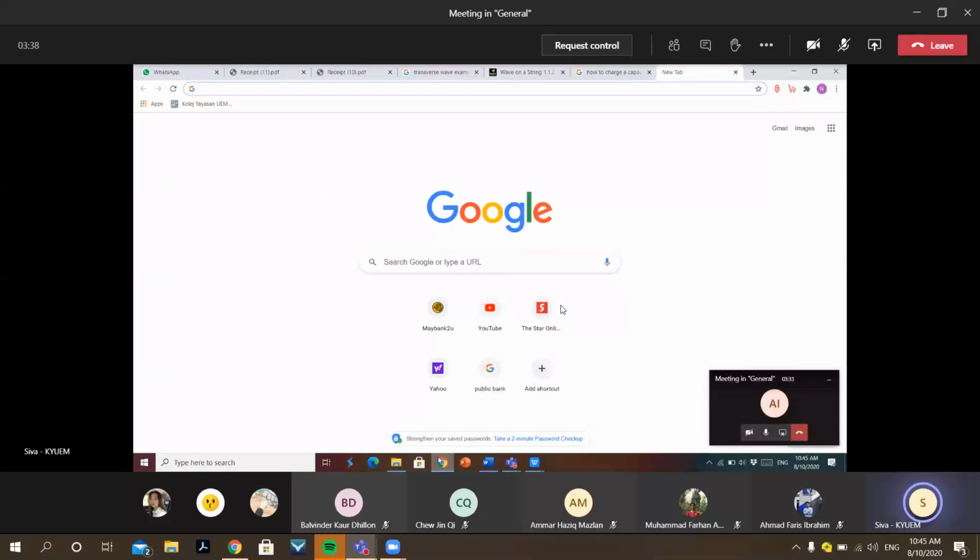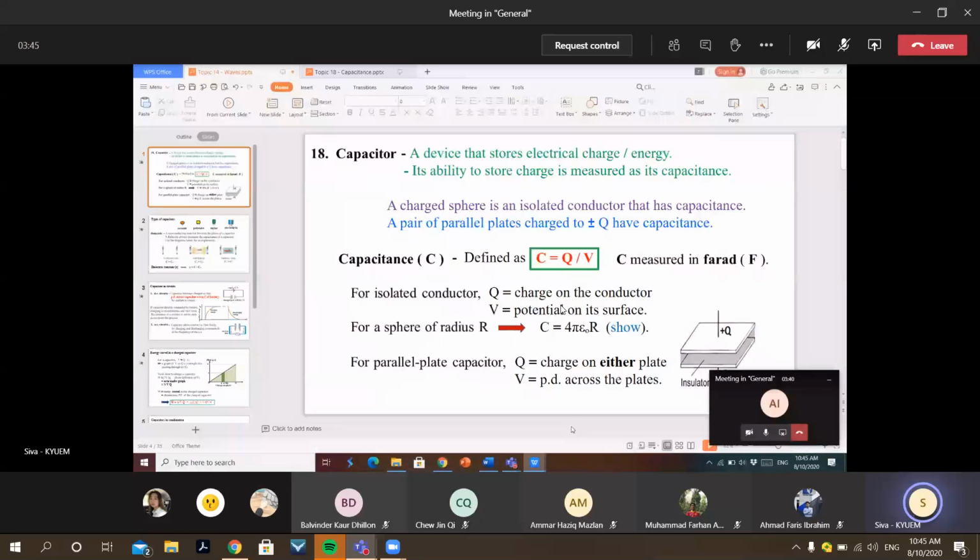I'm always in the wrong place. Okay. So this is how a capacitor looks in a way.